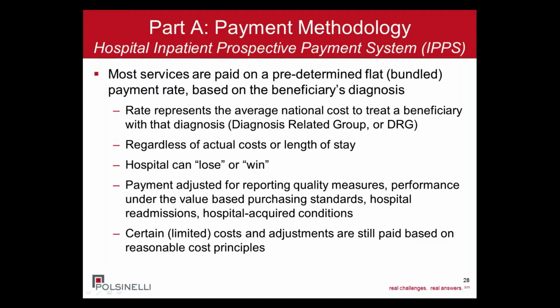And so for the general acute care hospitals, this is based on a rate that represents the average national cost to treat a beneficiary with similar diagnosis. So those are grouped into what are called diagnostic-related groups, or DRGs. And you get that same payment regardless of your actual cost, regardless of length of stay. And the idea behind this is that where you do fee-for-service care, and the more the hospital does, the more money they're going to make, there are obviously built-in incentives to increase the amount of care provided.